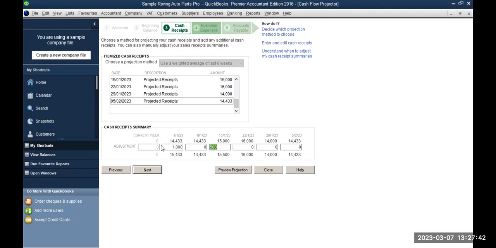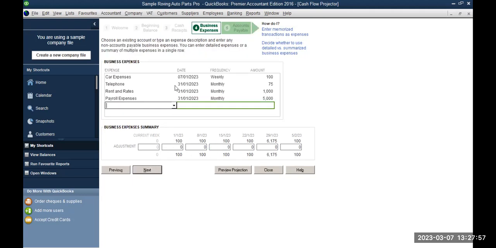So this adjustment allows you to adjust based on the reality, your best guess scenario for what you're anticipating, okay? You go to next.